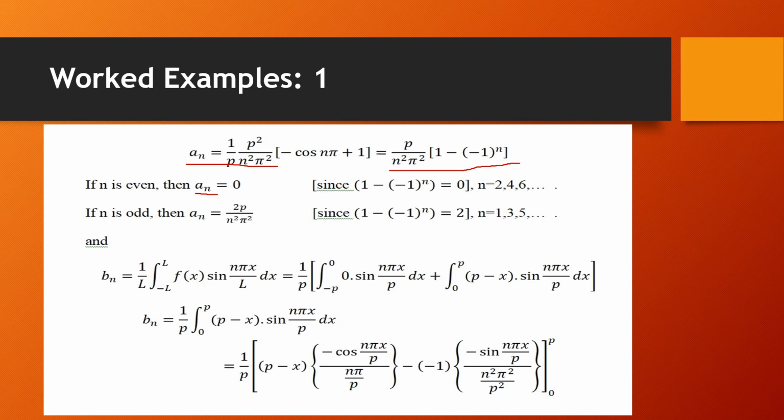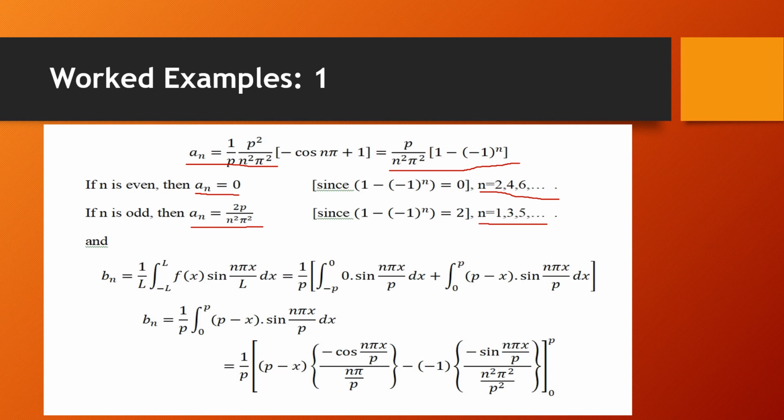Suppose n is even, 2, 4 and 6, then (minus 1) to the power even is plus 1. So 1 minus 1 is 0. So finally a_n is 0 for even n. Suppose n is odd, that is 1, 3, 5, then (minus 1) to the power odd is minus, and minus minus is plus. So finally we have a_n equal to 2p upon n square pi square.